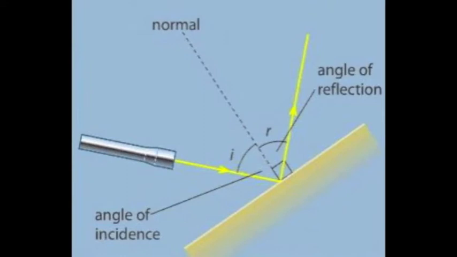The dashed line drawn at 90 degrees to the surface is called the normal. Angles are always measured from the normal and not from the surface.